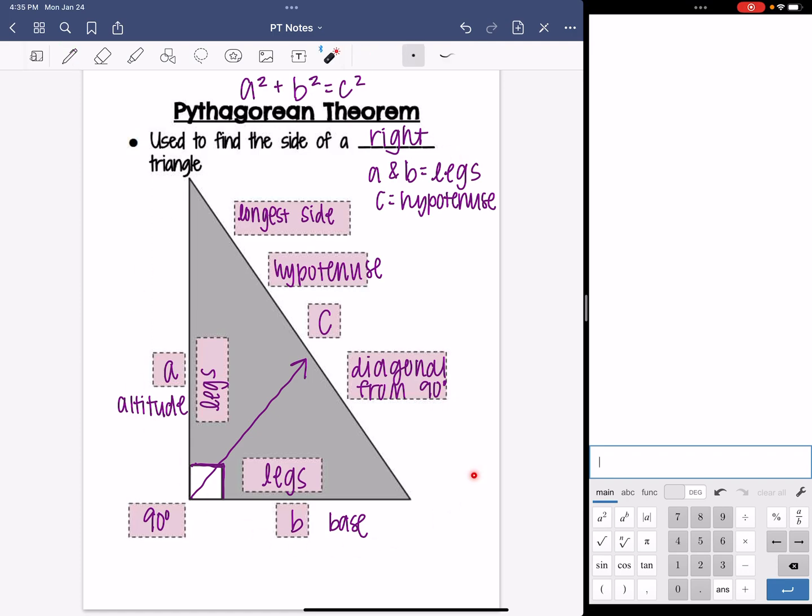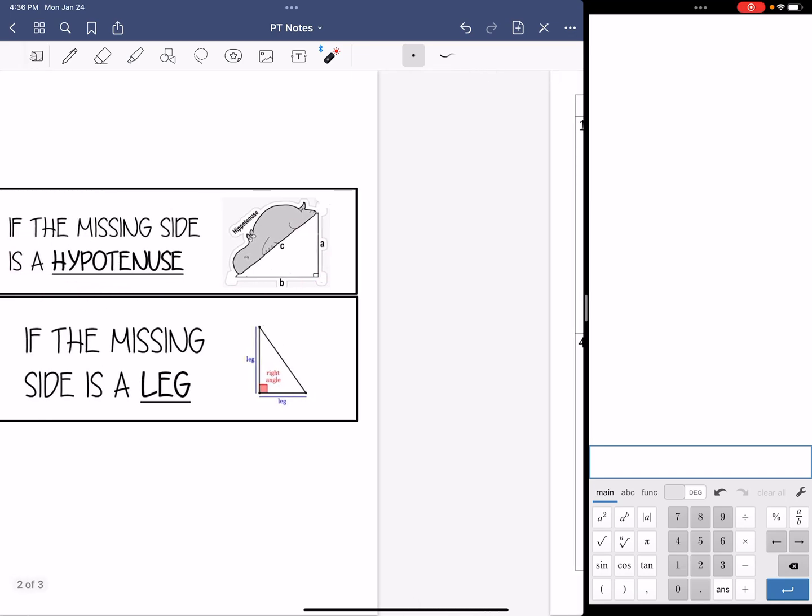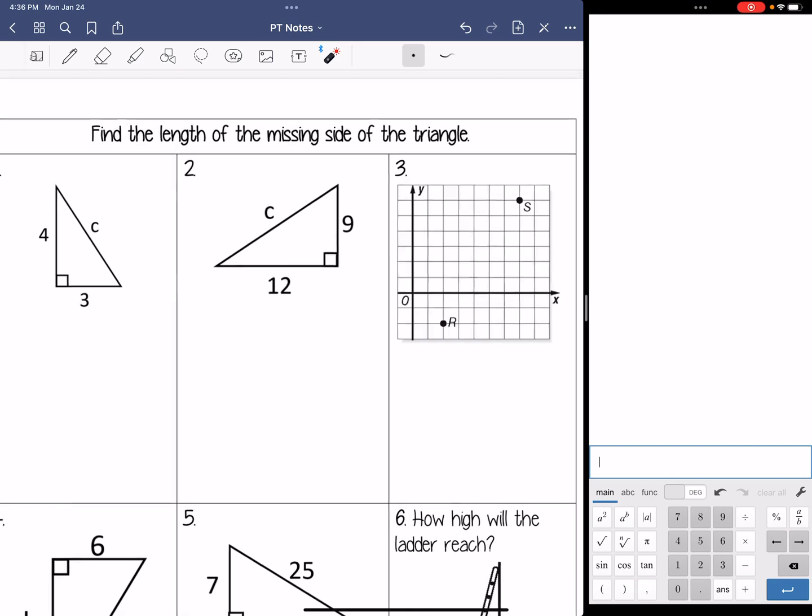Now, using this information, we're going to go ahead and solve to find the missing sides of right triangles. You'll either have to find the missing side, which will happen to be the hypotenuse, or your missing side could also be a leg. So we're going to first look at if your missing side is a hypotenuse. So this is going to be problems 1 through 3.